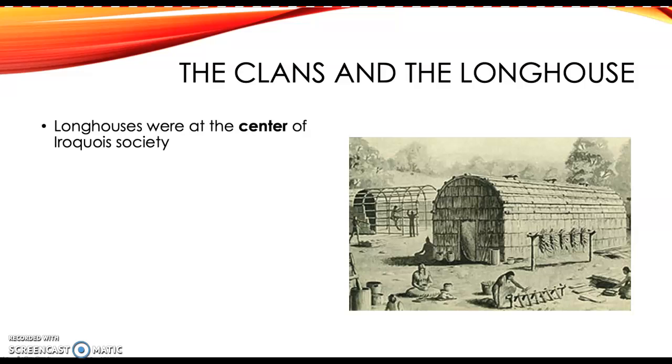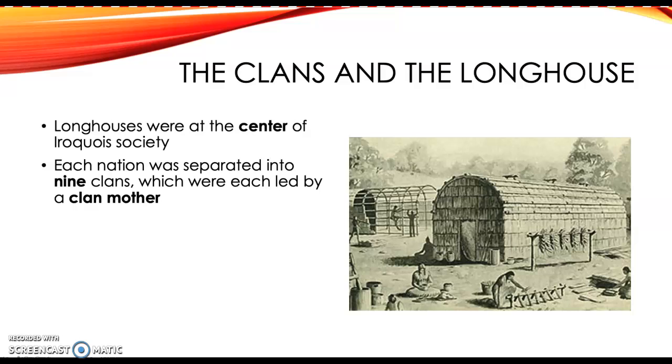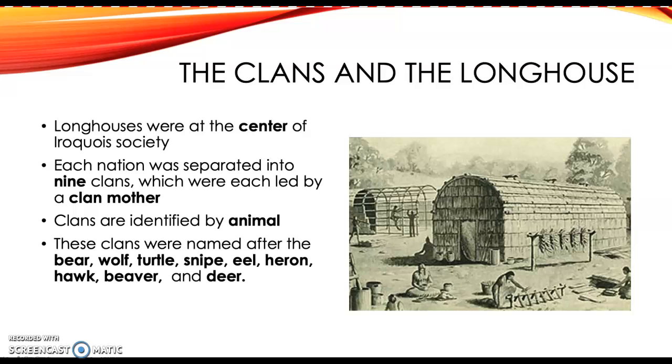So longhouses were at the center of Iroquois society. Each nation was separated into 9 clans, which were each led by a clan mother. Clans are identified by animals. These clans were named after the bear, wolf, turtle, snipe, eel, heron, hawk, beaver, and deer.